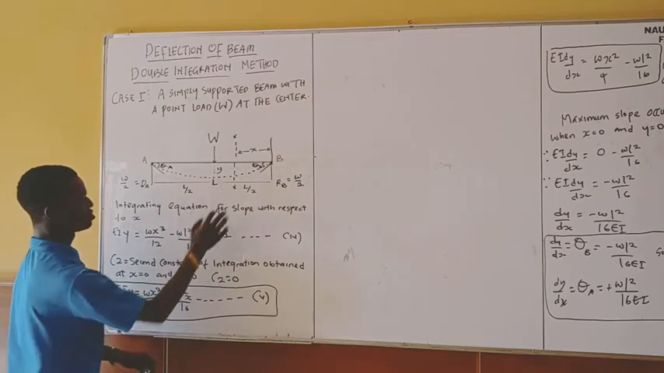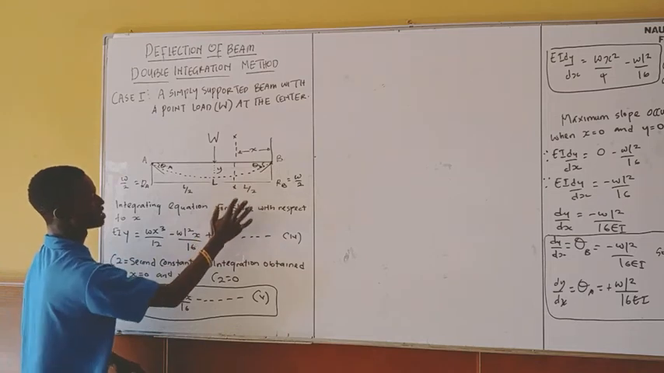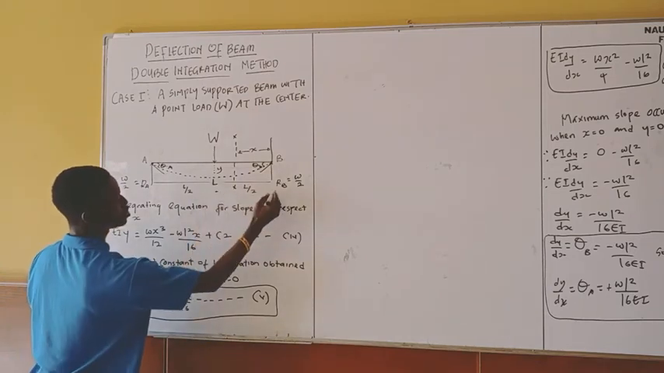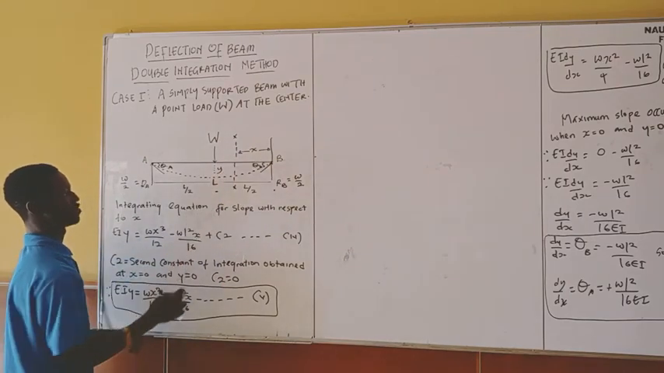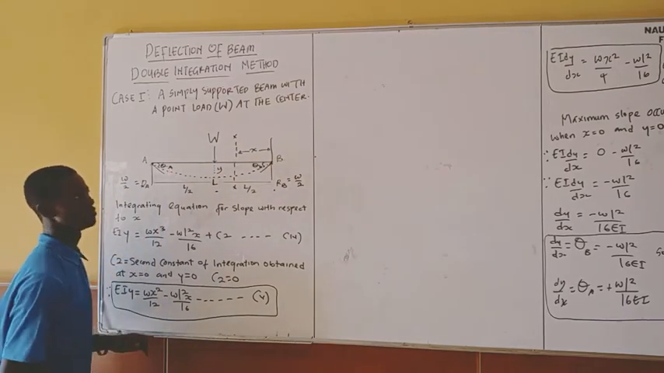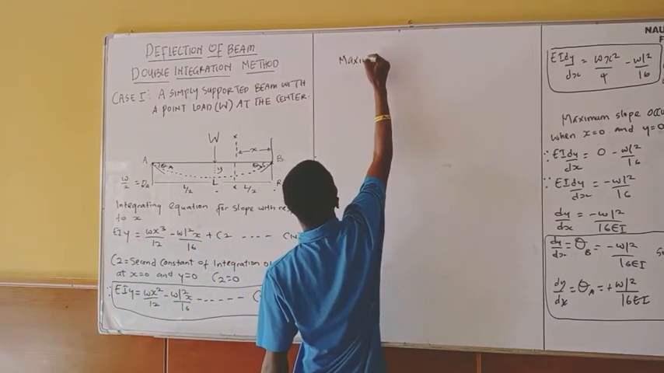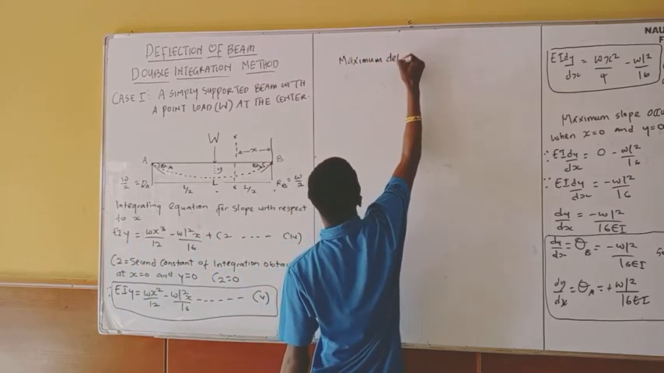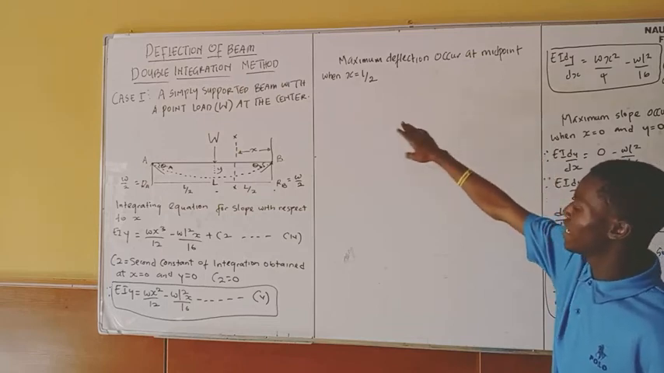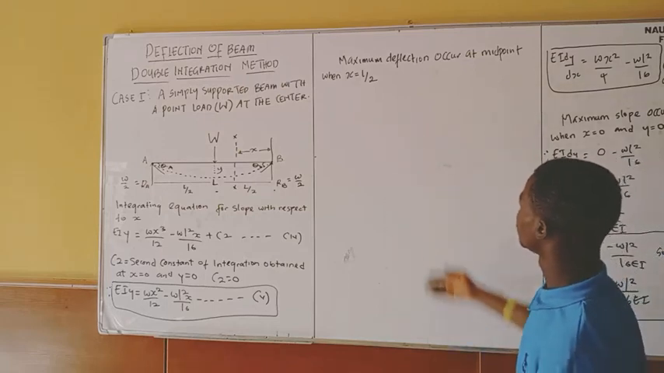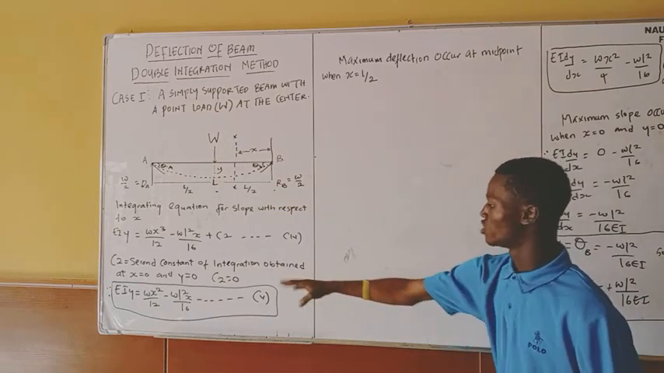You understand? Because this distance from B, you know that I'm considering this section from B. This distance from B is L over 2. From this point to this point is L over 2. So when the section XX has covered L over 2, I'm going to have my maximum deflection. So maximum deflection occurs at midpoint when x equals L over 2. So anywhere I see x, I will just substitute L over 2 in this equation.